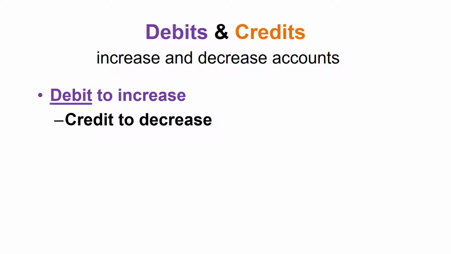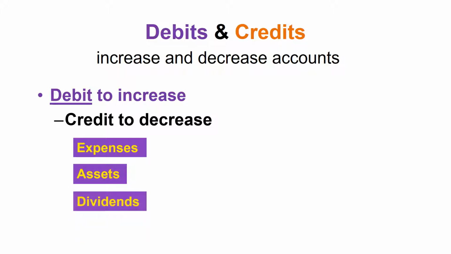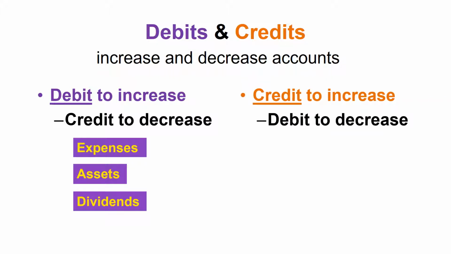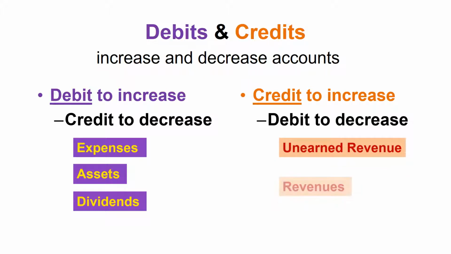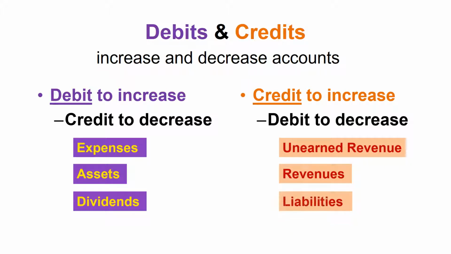And these accounts are expenses, assets, and dividends. Accounts that you credit to increase, you will debit to decrease. These accounts are unearned revenue, revenues, liabilities, and shareholders' equity.